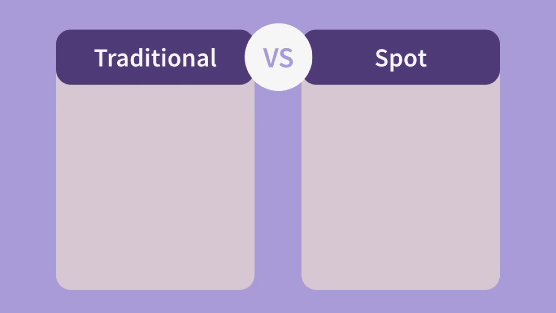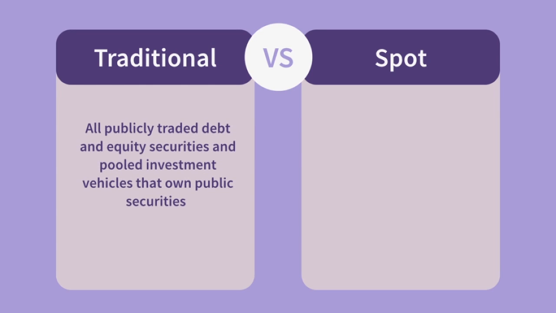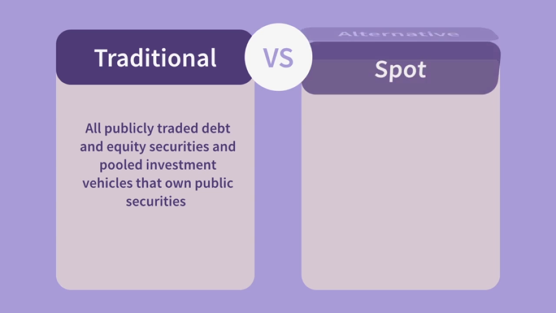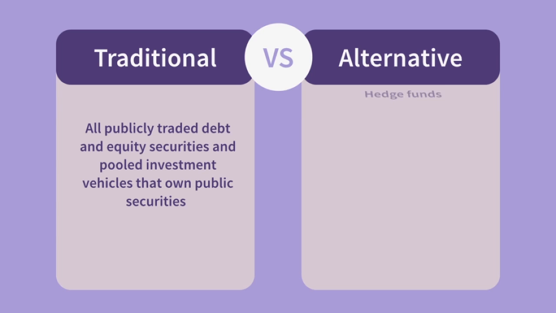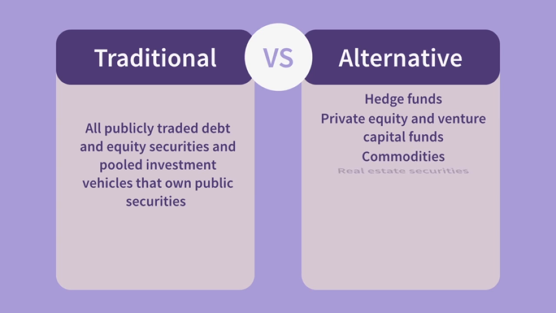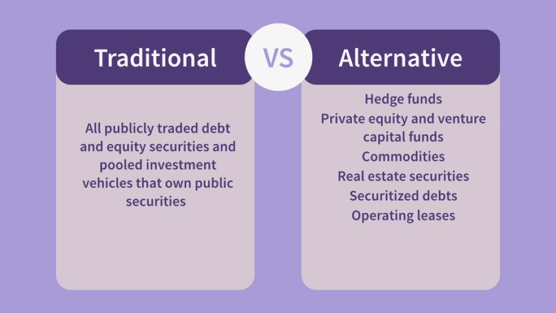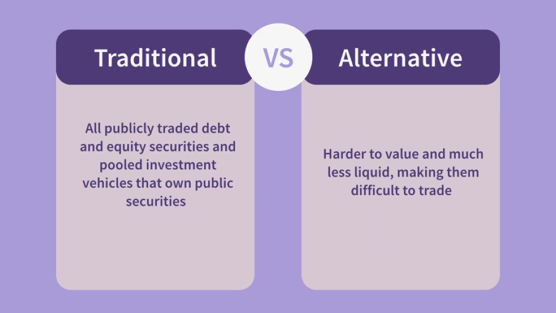Traditional investment markets include all publicly traded debt and equity securities, and pooled investment vehicles that own public securities. Alternative investment markets include hedge funds, private equity and venture capital funds, commodities, real estate securities, securitized debts, operating leases, machinery, collectibles, and gems. Alternative markets are generally characterized by assets that are harder to value and much less liquid, making them more difficult to trade.